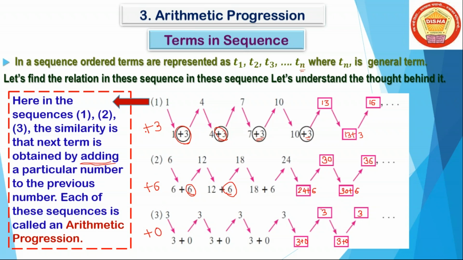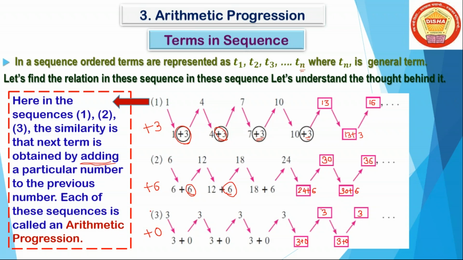So a sequence formed by adding a particular number to its previous number is called an arithmetic progression. Okay, here we added positive numbers, but sometimes we add negative numbers, and the sequence formed is again an arithmetic progression. In short, we conclude that if a sequence is formed by adding a specific number, then that sequence is called an arithmetic progression.